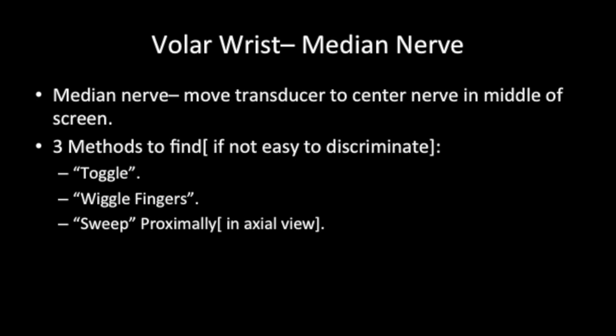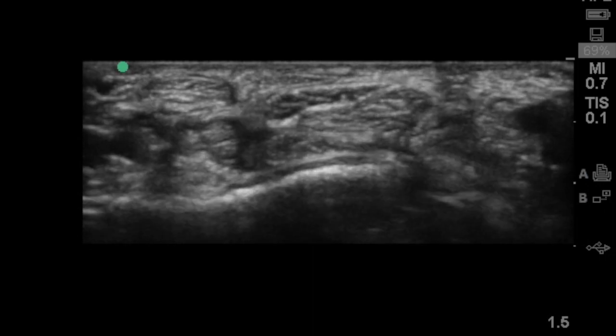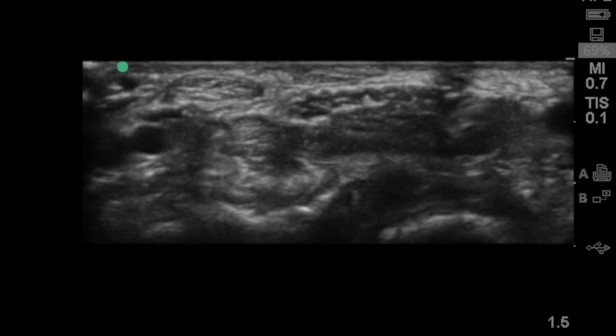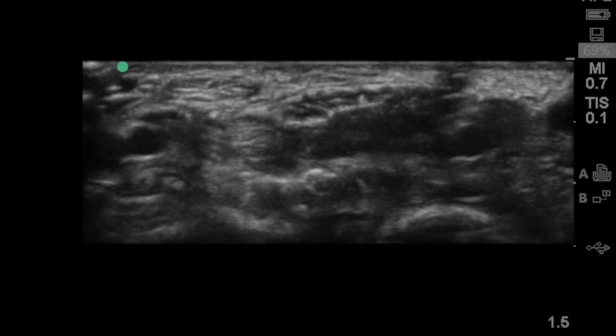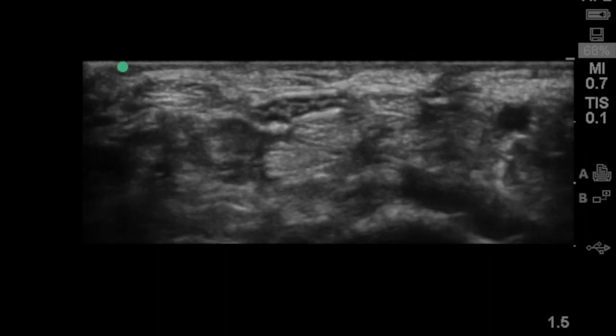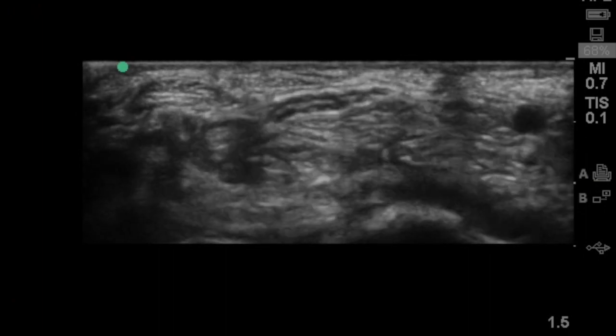The following 3 maneuvers can be helpful in improving the visualization of the median nerve. The transducer is toggled like a light switch to create anisotropy of the flexor tendons. The median nerve dances under the flexor retinaculum as the fingers are wiggled.